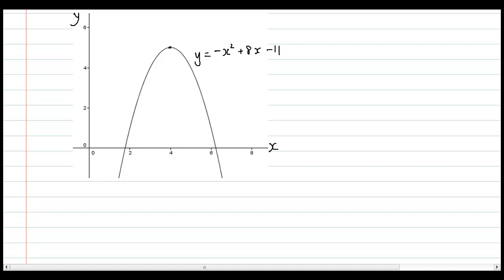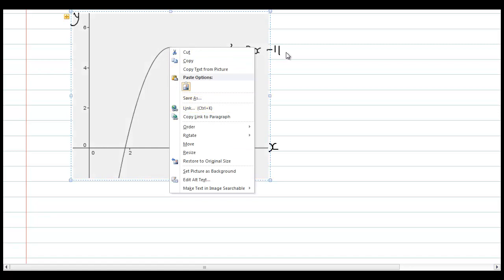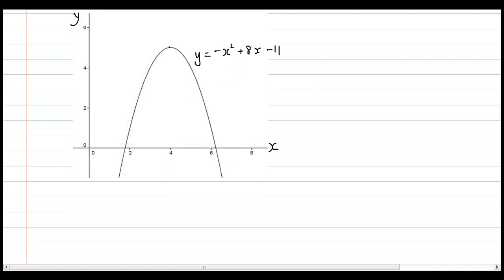The turning point is 4 and 5, right? But we're going to pretend we don't have this graph, and we're going to use calculus to find the turning point. So the first step is we find dy over dx. We differentiate this equation, which will give us negative 2x plus 8.